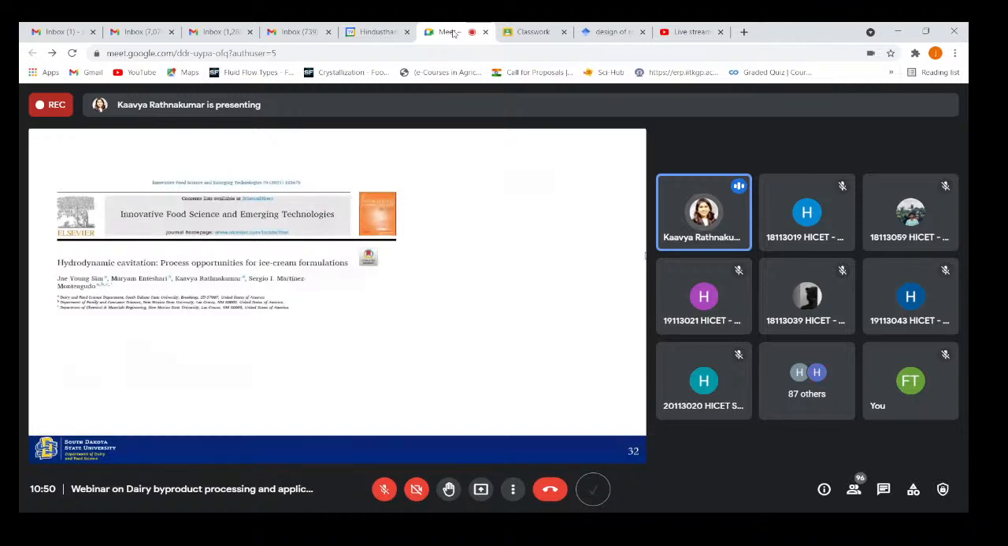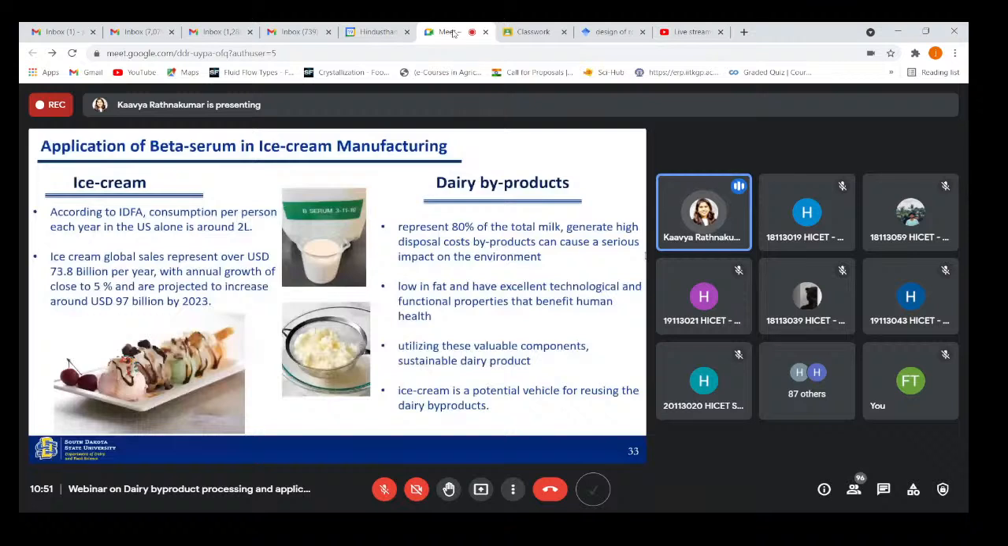Another work which I'll be talking about is the utilization of the dairy byproduct beta serum. As I said, we are obtaining the beta serum, which is a dairy byproduct and an excellent source of functional and technological properties that benefit human health. Why did we choose ice cream? Ice cream is consumed by everyone, everyone likes ice cream. In the US alone, the annual turnover of ice cream reaches 97 billion by 2023.